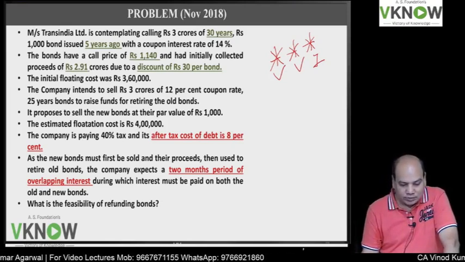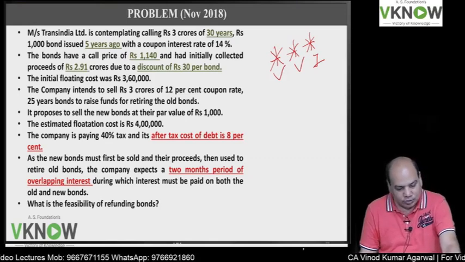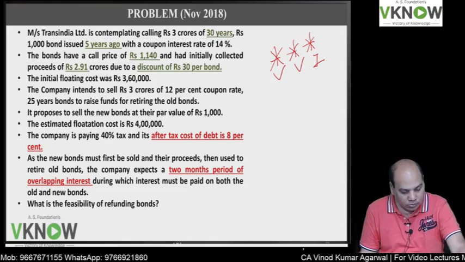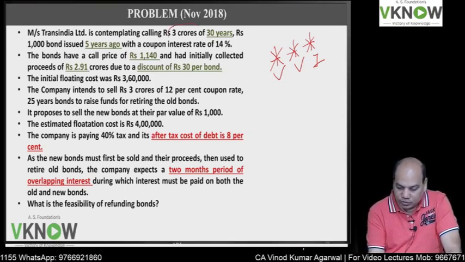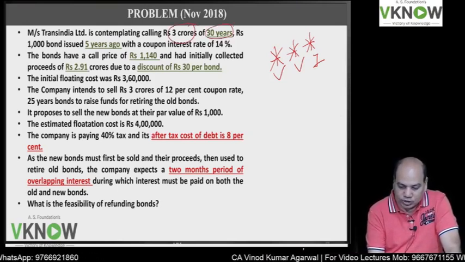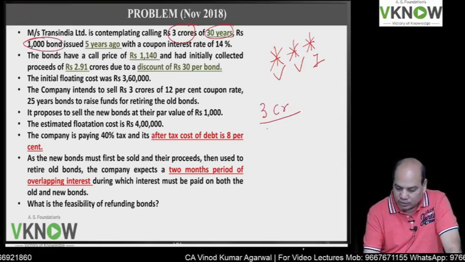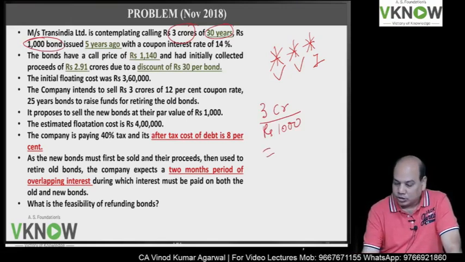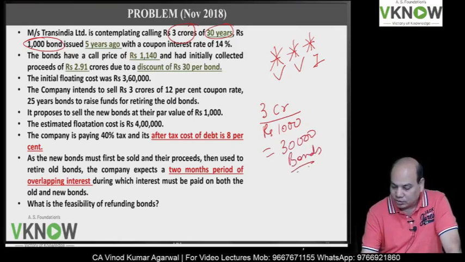Messrs Trans India Limited is contemplating calling rupees 3 crore of 30 years rupees 1000 bond. 3 crore is the face value. Original bond was issued for 30 years, rupees 1000 bond. So 3 crore divided by rupees 1000. Can you calculate how many bonds were issued? Number of bonds. 30,000 bonds were issued. For some calculation, I will need this number.